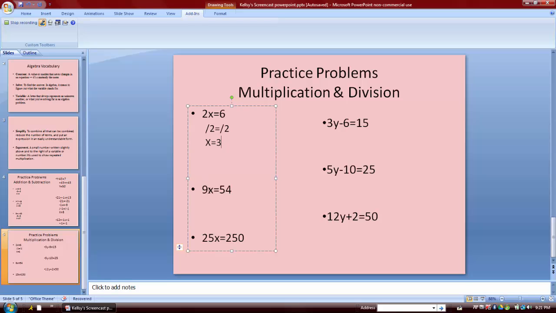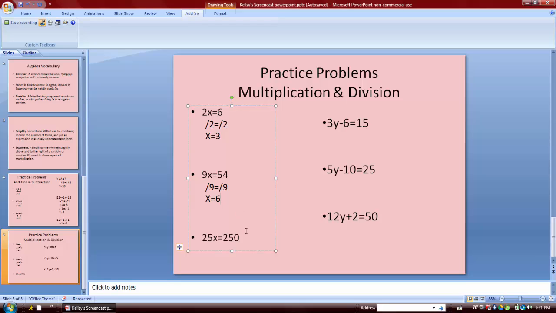Okay, so the next one is pretty much the same thing. I didn't really put any division ones in here. So first you would start out by dividing by 9. So then you would have to divide 54 by 9 also. And that would cancel your 9's out, so then you would have x equals 54 divided by 9, and that would be 6.